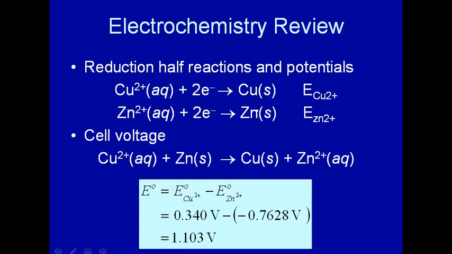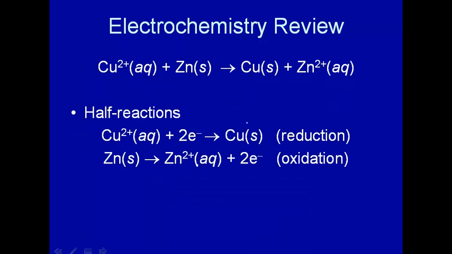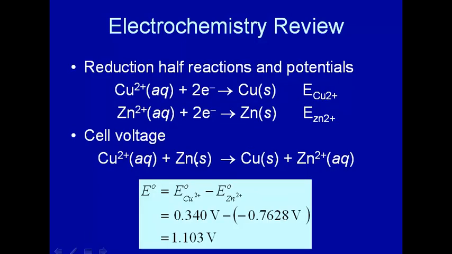One last slide here to review some electrochemistry concepts. As we had here, we had 1 reduction and 1 oxidation, but in order to do calculations and calculate cell voltages, you write everything as a reduction reaction. So here's the reduction reaction for copper 2+. Here's the reduction reaction for zinc 2+. And each one of these has what's known as a standard reduction potential. That's E0 for copper 2+ and zinc 2+.